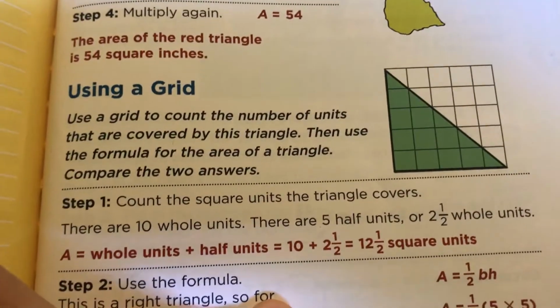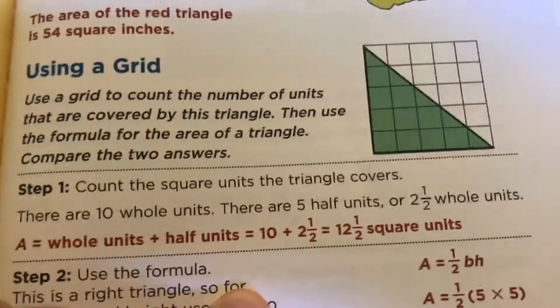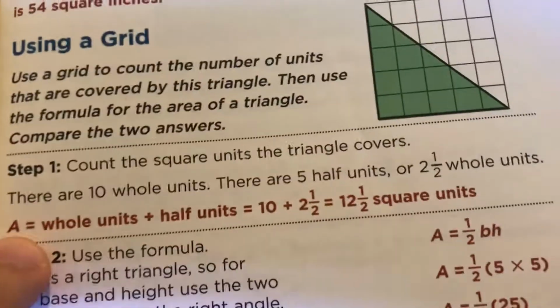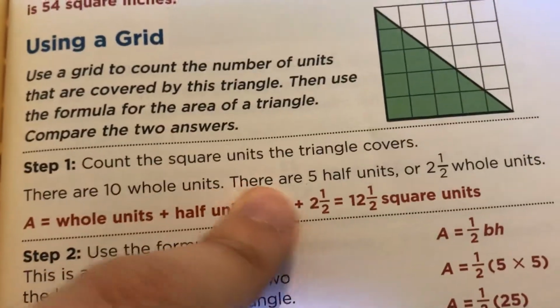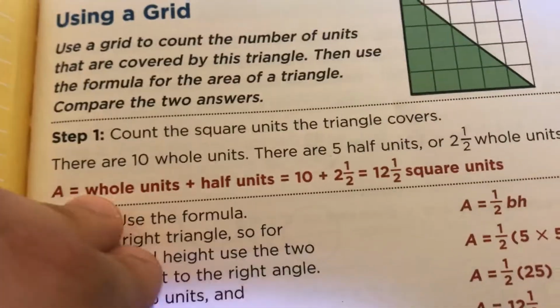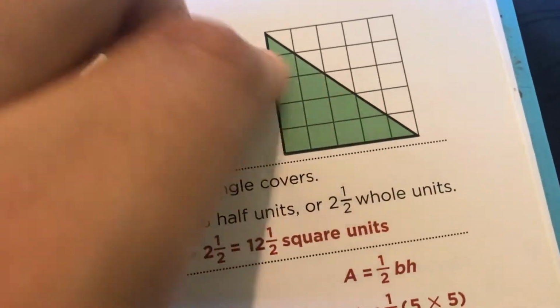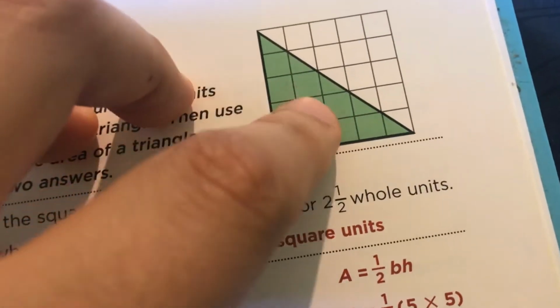Using a grid. Use a grid to count the number of units that are covered by the triangle. Then use the formula for the area of the triangle. Compare the two answers. Count the square units the triangle covers. There are 10 whole units. There are 5 half units, so 2.5 whole units. Area equals whole units plus half units: 10 plus 2.5 equals 12.5. So 1, 2, 3, 4, and then these are the halves right here. 1, 2, 3, 4, 5, 6, 7, 8, 9, 10, and then 11, 12.5.